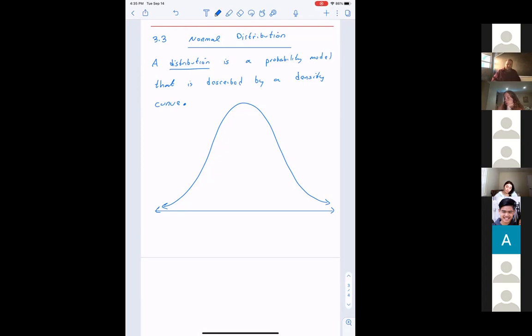So what are some features of the normal? One, it is symmetric. Every normal distribution is symmetric. It is single peaked, and it is bell shaped.